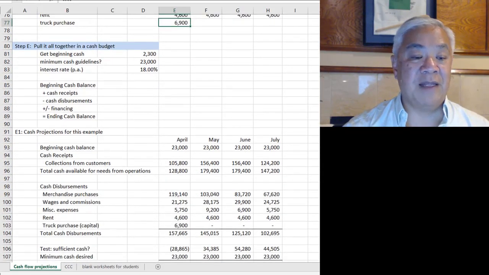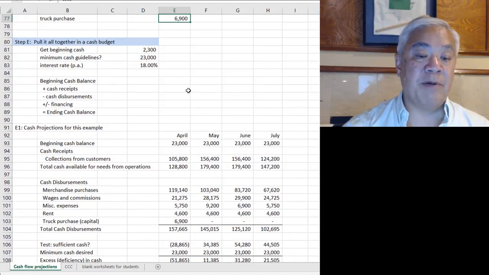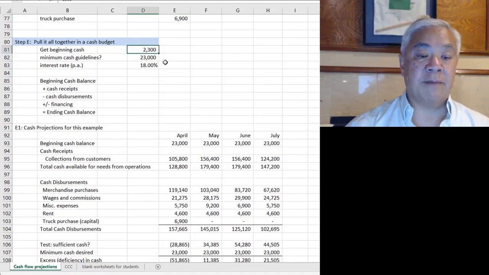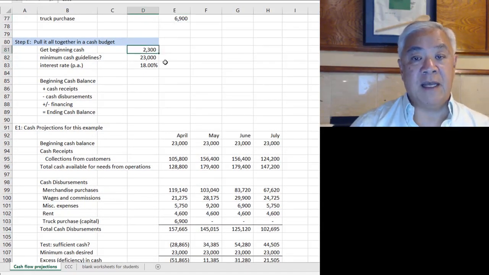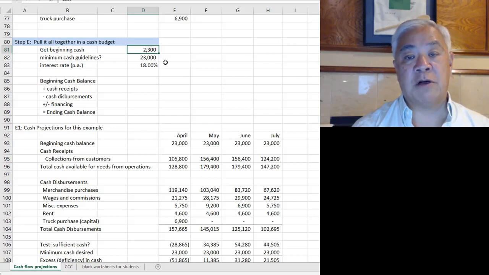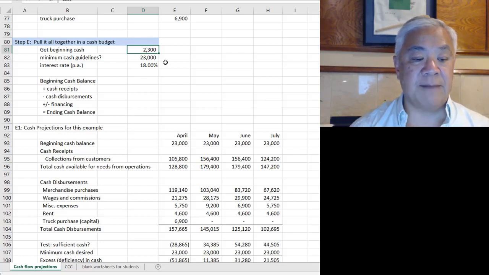Step E is we finally pull all the things together. A couple of other items. First, we have a beginning cash balance we're given at $2,300 with a minimum cash, just to keep us happy that we have liquidity to pay our bills and not get in trouble, of $23,000 at the end of each month. And then we have an interest rate where, if we borrow on our line of credit, we have to pay interest on a monthly basis of 18%.